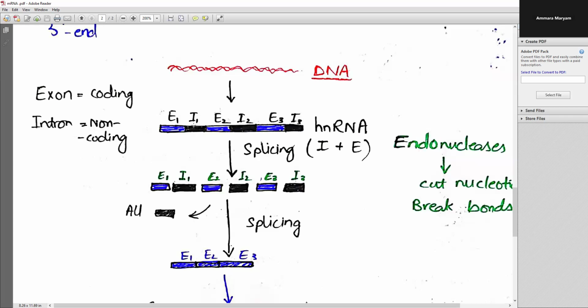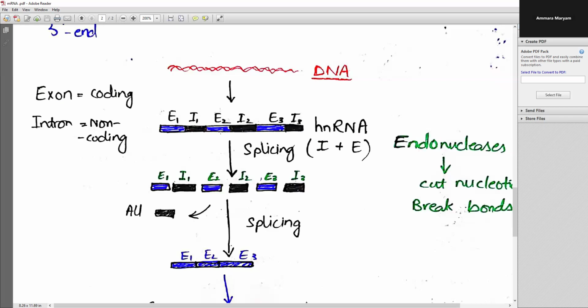So it contains the coding region as well as the non-coding regions. These regions in the blue are basically representing the exons. Exons are known as the coding portion of the coding region that is actually going to translate into the proteins. These regions in the black, like I1 and I2, are the non-coding regions.